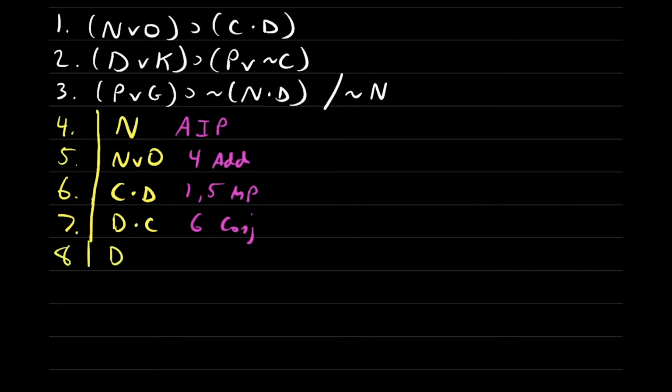Simplify D out. So line 7 by simplification. And like I said, we're going to do addition to get D or K, which will give us the antecedent to that conditional on line 2. D or K. And it doesn't follow from line 2, that follows from line 8 by addition.